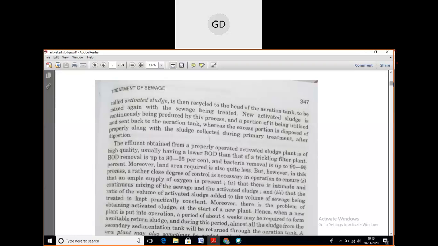The effluent that is obtained from the activated sludge plant is of very high quality, and it has a very low BOD compared to a trickling filter plant. The effluent from a trickling filter plant has a higher percentage of BOD, but in the activated sludge process the BOD is generally low. The BOD removal in the activated sludge process is 80 to 95%, and the bacterial removal is up to 90 to 95%. That means you can imagine how accurate the results this process is giving.